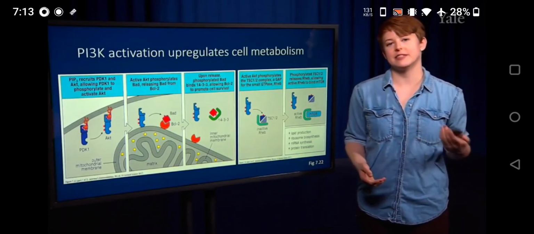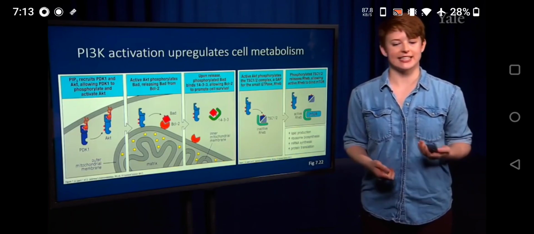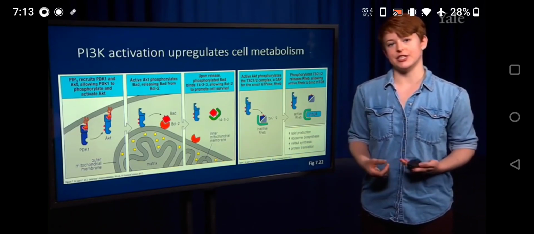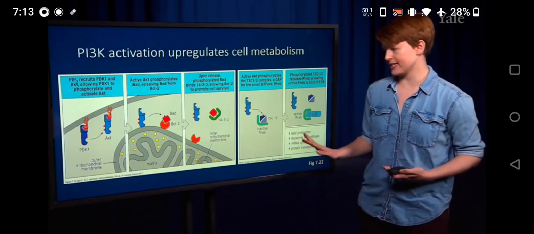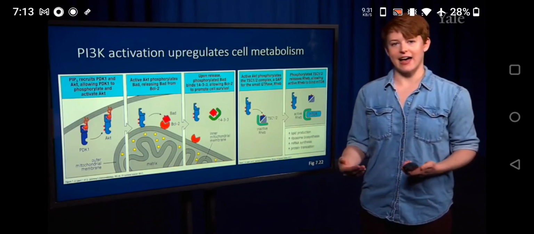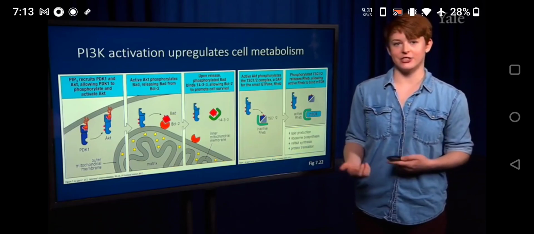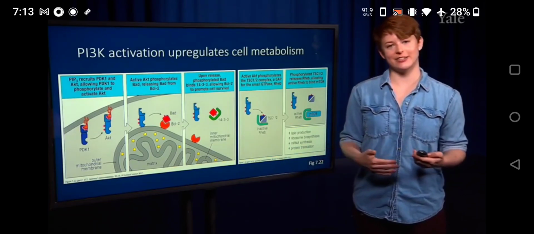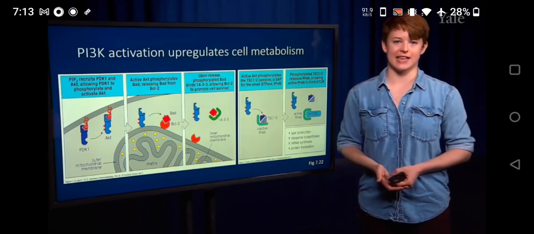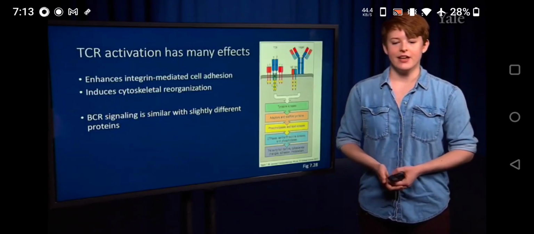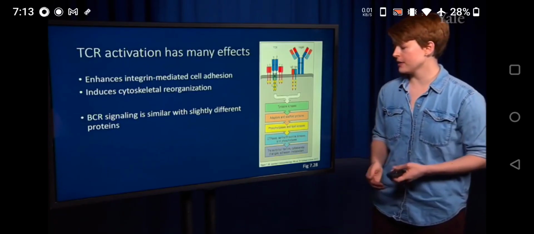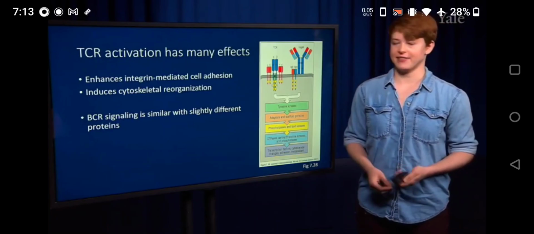We've seen some different effects through whether it's the calcium influx or binding to GTPases. In this case, you can see how the IP3 and DAG mediators can cause changes broadly in cellular metabolism. Okay, so we've talked about a lot of different pathways. This is a nice summary of that.